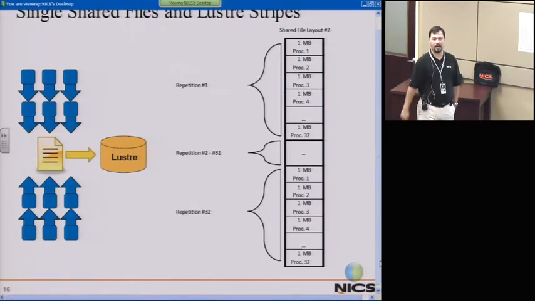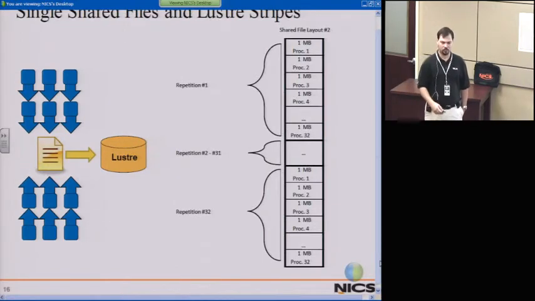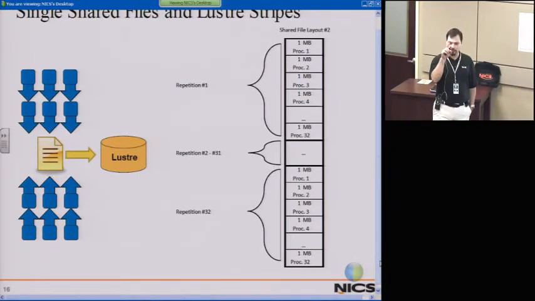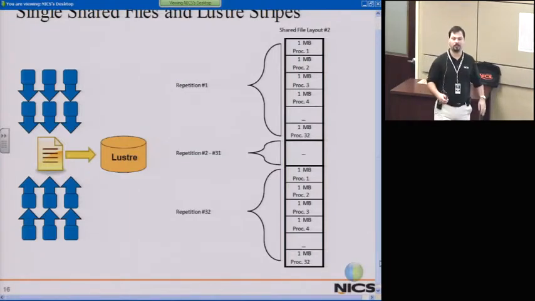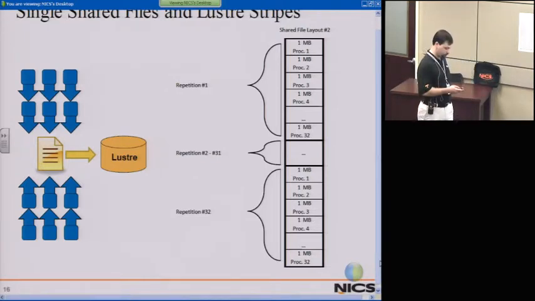We can have another file layout, which is also fairly common. This file is the same size, still 32 processes writing data. However, each of those 32 megabyte chunks is being split up into 1 megabyte components, where each process writes its first 1 megabyte, then each process writes its second megabyte, all the way up to 32. So this is a strided access pattern, where each process is writing its data strided throughout the file.